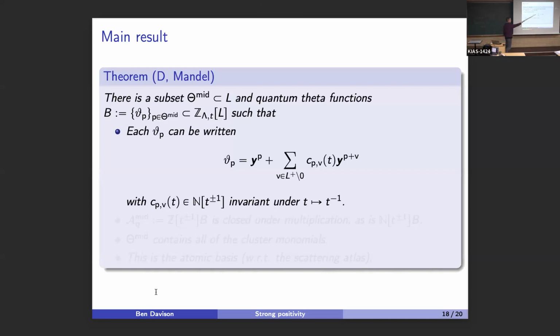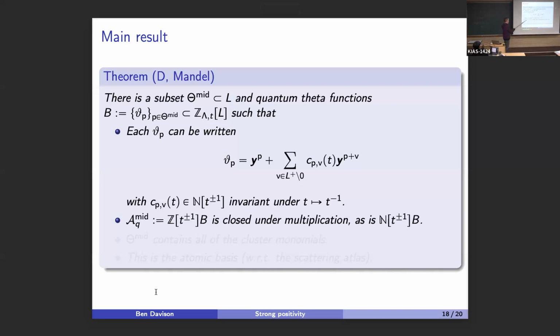So it's what's called pointed. So it's kind of lowest term is y to the p, and then there are some sort of higher terms. And here's the first bit of great news. This looks like the usual quantum positivity statement, that all of these coefficients are positive. So this does indeed recover my old result about positivity for quantum cluster algebras.